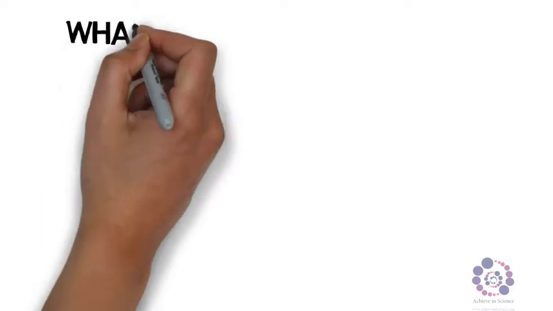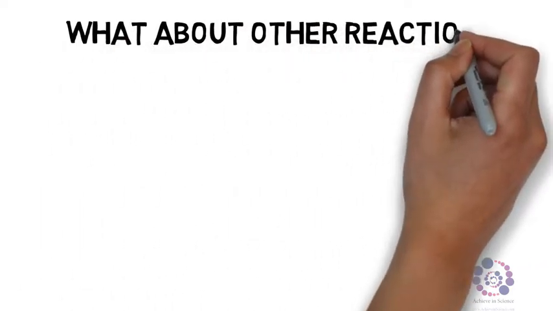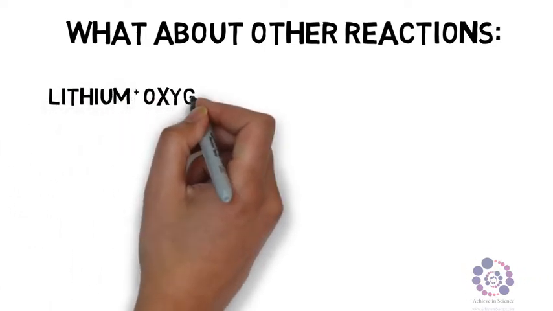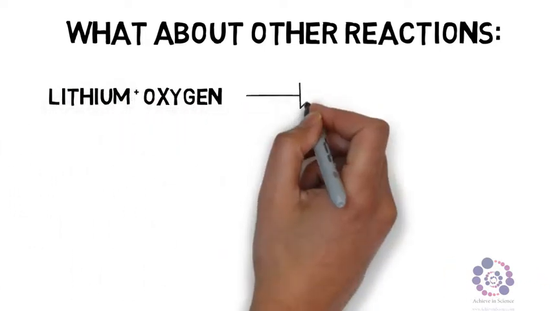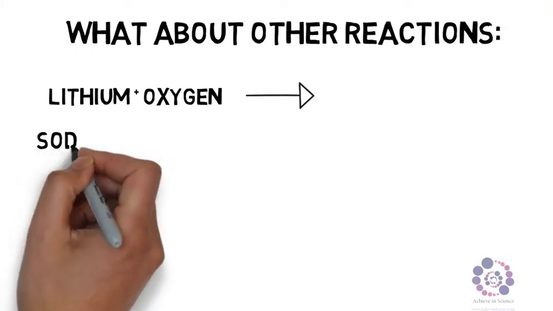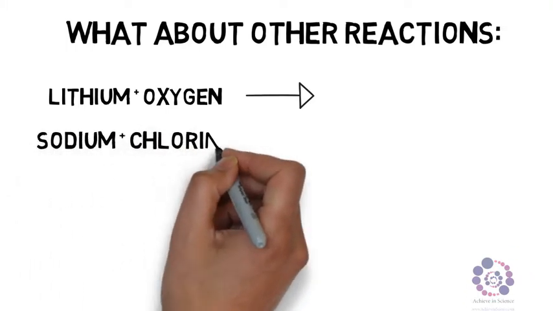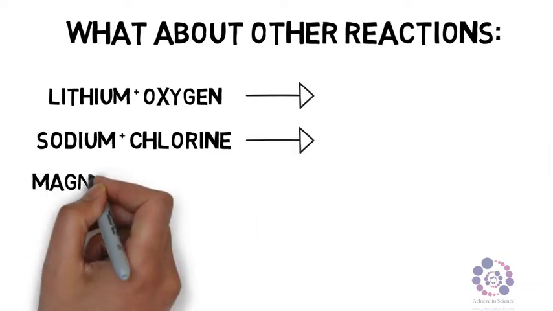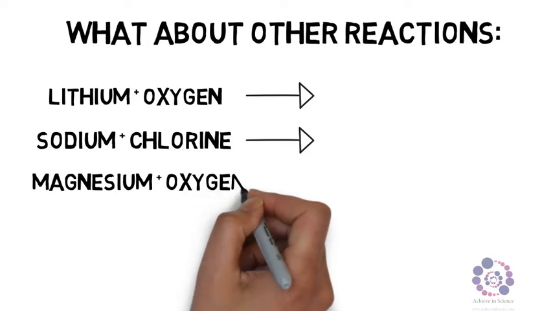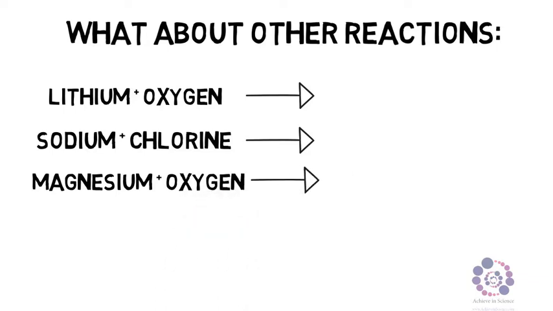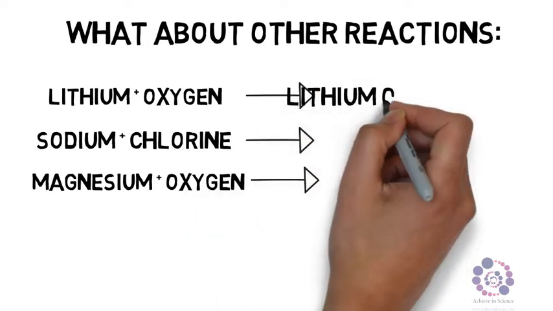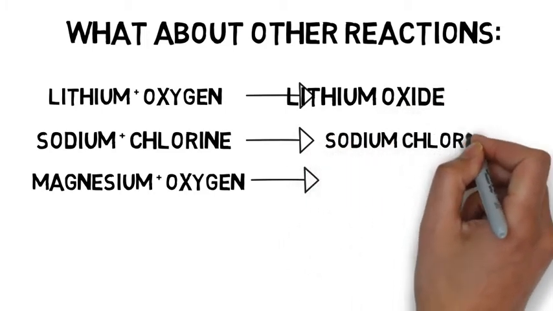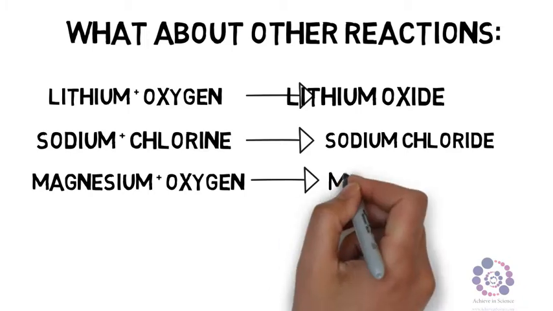What about some other reactions then? So if we look at lithium reacting with oxygen, sodium reacting with chlorine, and magnesium reacting with oxygen, what are the products? Well, the products of lithium and oxygen would be lithium oxide. Sodium and chlorine would produce sodium chloride. Magnesium and oxygen would produce magnesium oxide.